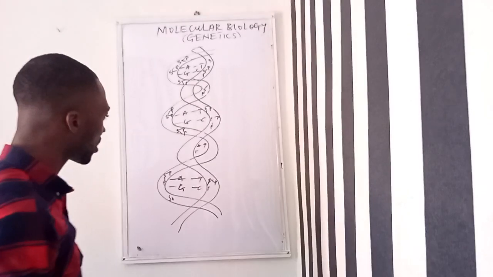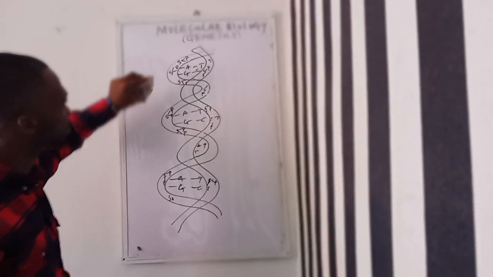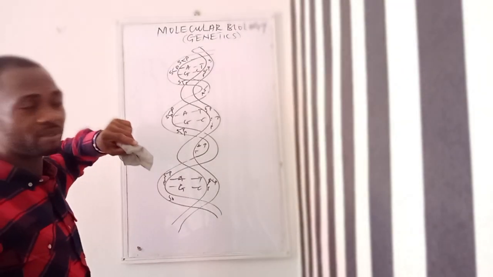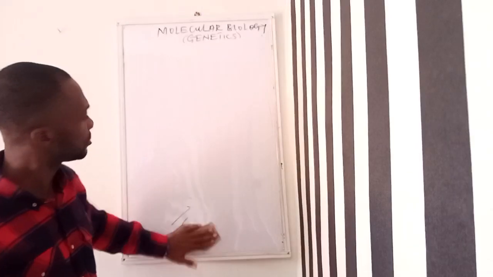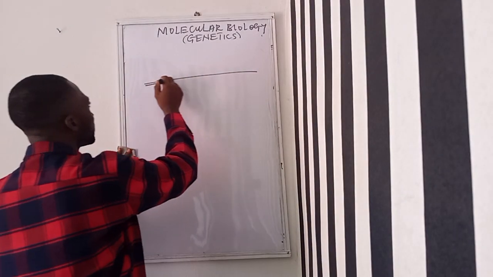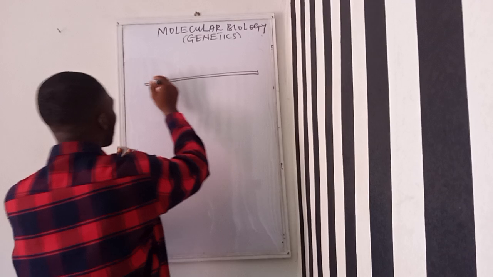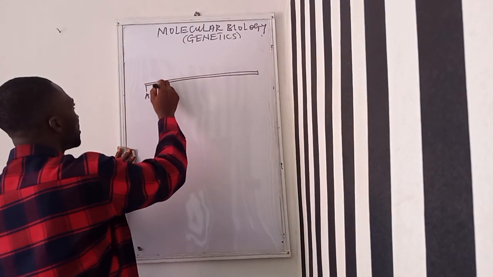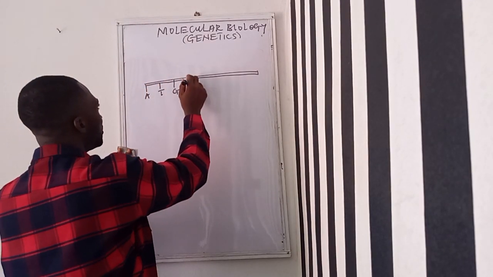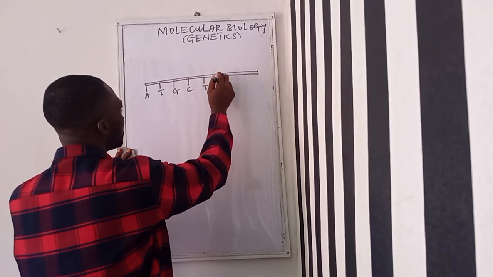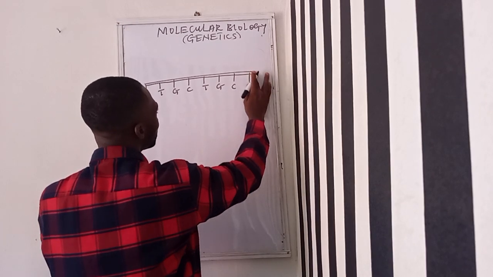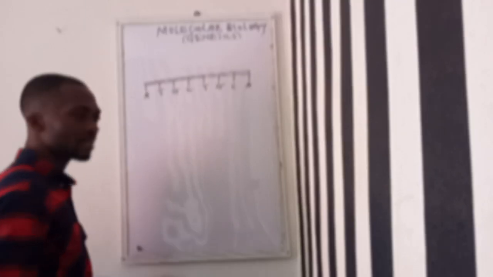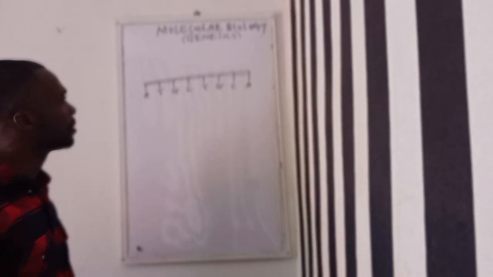Okay, I will talk about this. Let's delve more on these bases. Let's look at a typical DNA strand. So if we have this as a DNA strand having A and maybe T, G, C, T, G, C, then A. For instance, you could have this as a single strand of DNA.